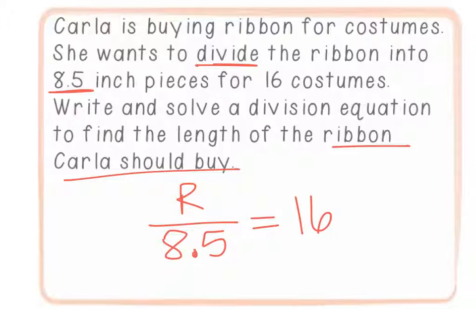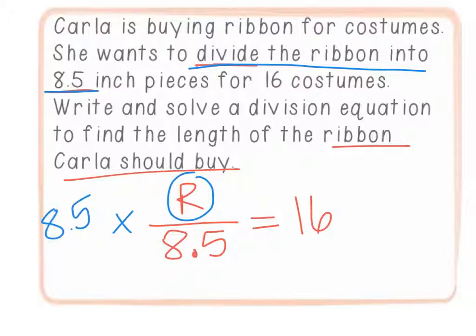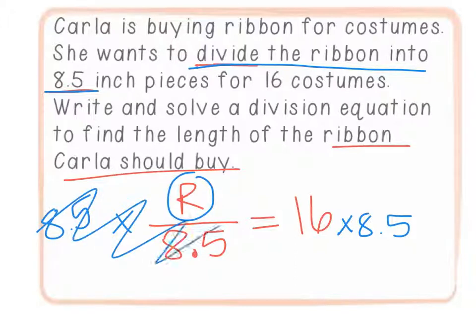Okay, so I just went right off of the language that it gave me in the word problem. It told me that she's going to divide the ribbon into 8.5. So my ribbon is up top, and I'm dividing it by 8.5 to get me 16. I want to get my ribbon, my R alone, so I'm going to undo. So I'm going to multiply by 8.5, multiply by 8.5. This cancels out. I'm left with R equals, and then I'm going to do the math on my side.